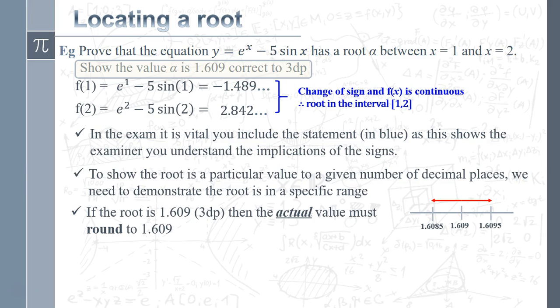So we can now use our change of sign method to prove that we've got a root in between 1.6085 and 1.6095. And if we can prove we've got a change of sign or a root happening within that range there, as indicated by the red arrow, then we can say any value within this range will round to 1.609, and therefore we've shown that our value of our root is correct to 3 decimal places.